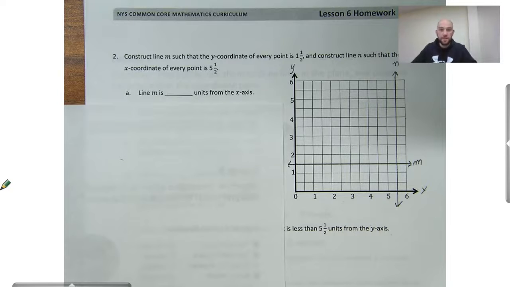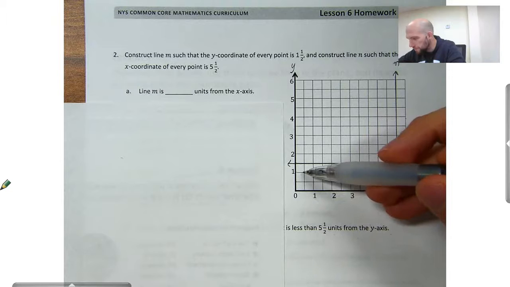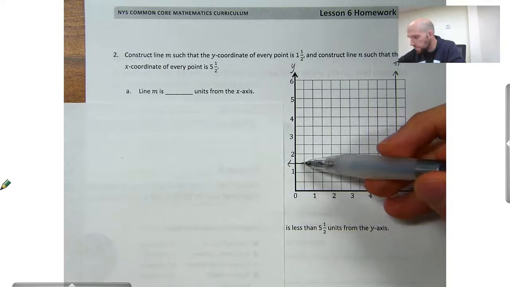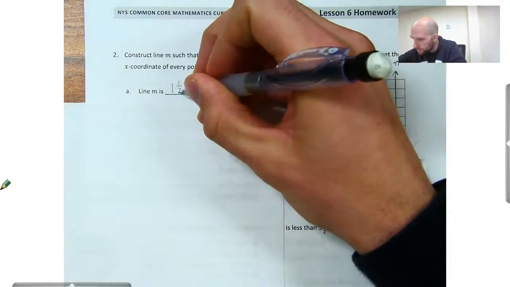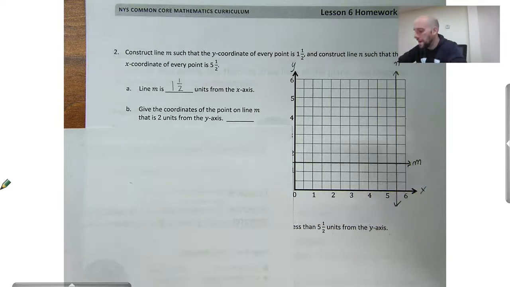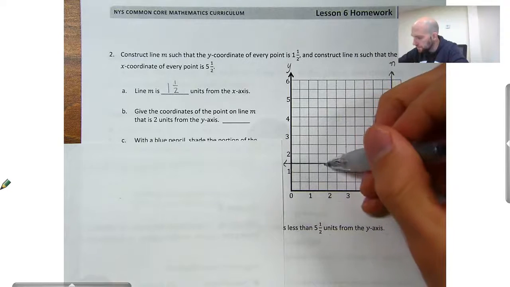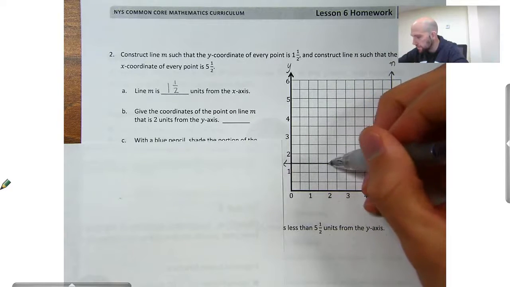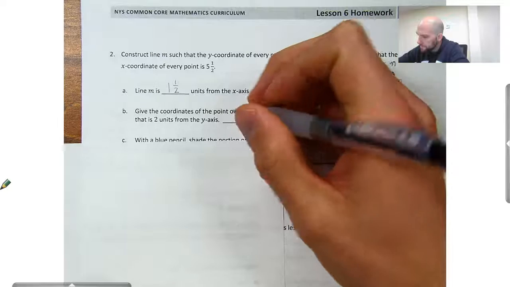Line M is blank units from the x-axis. We have our x-axis here. 1, 2, 3. Well, those are halves. So we have a half, 1, and 1.5. 1.5 units from the x-axis. Give the coordinates of the point on line M that is 2 units from the y-axis. Well, if we have line M and it's 2 units from the y-axis, well, here's 2. So it'll be 2, 1.5.